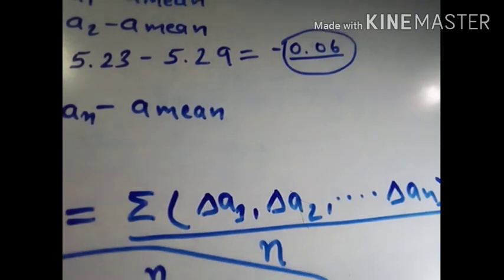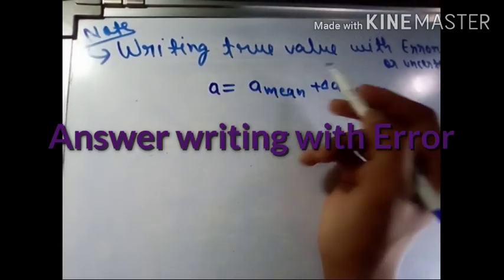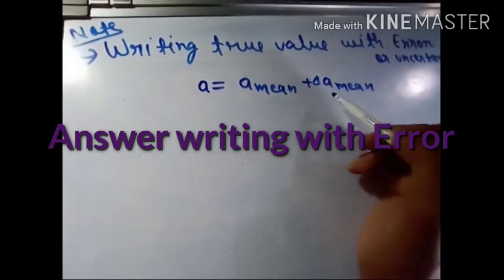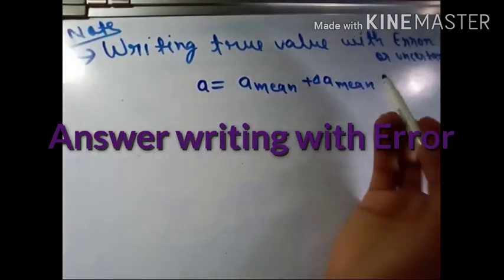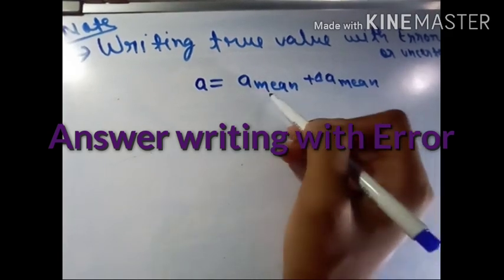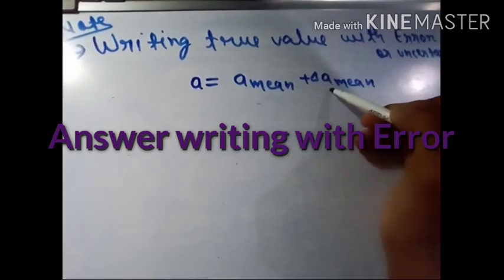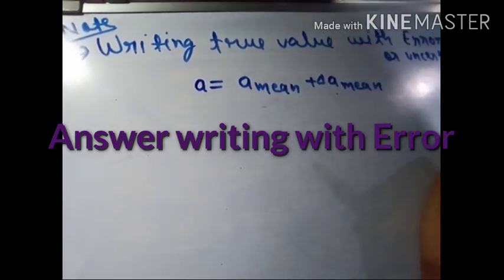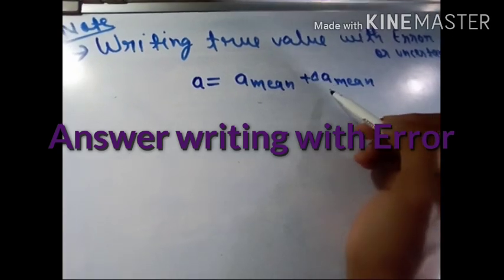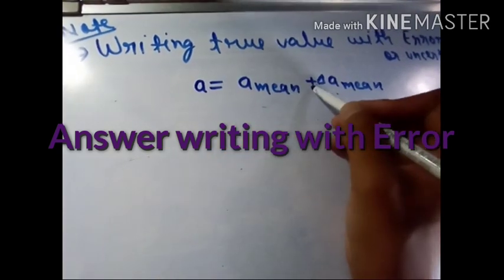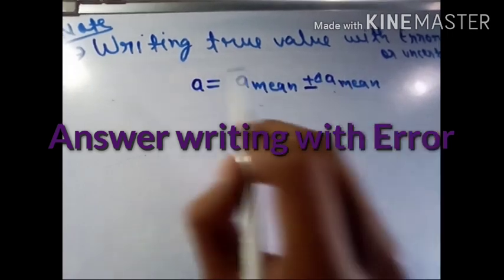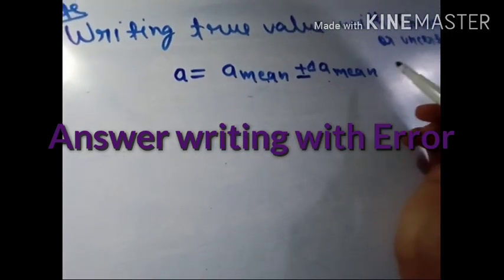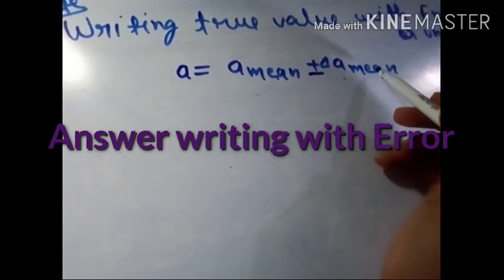Understand? Now this time I'm writing the true value with error or uncertainty, because we have calculated it. We have calculated two things. The first one is A mean, which you also call the true value, and the second thing is delta A mean. This is the uncertainty found in the measurement. So we always write the answer in this form: A is equal to A mean plus minus delta A mean. Now what is the significance of writing the answer in this form?